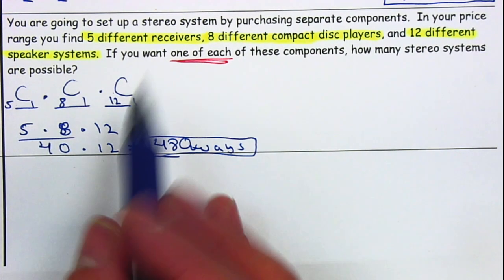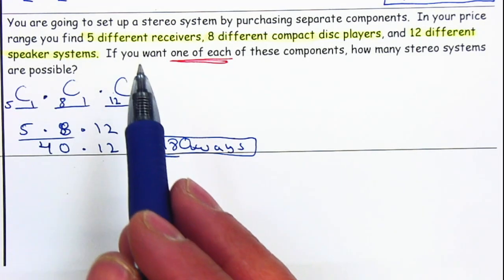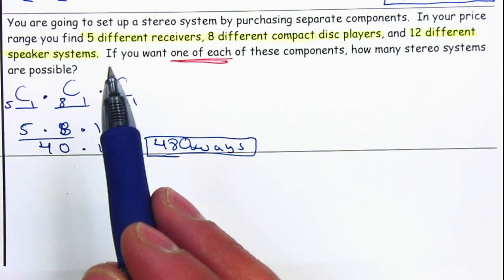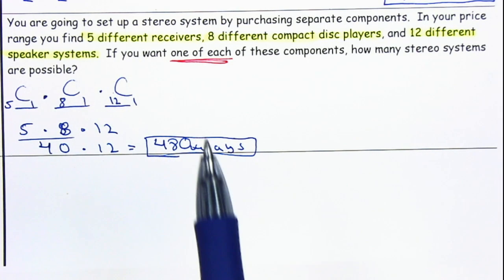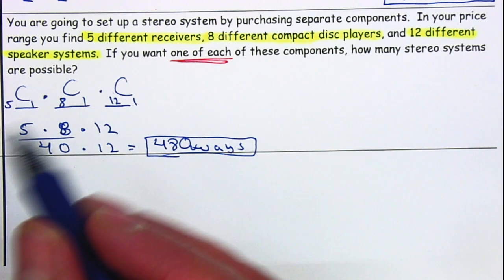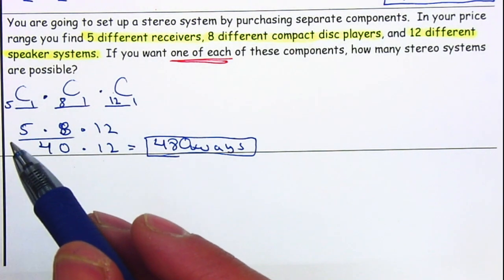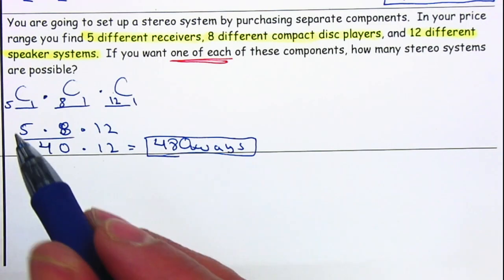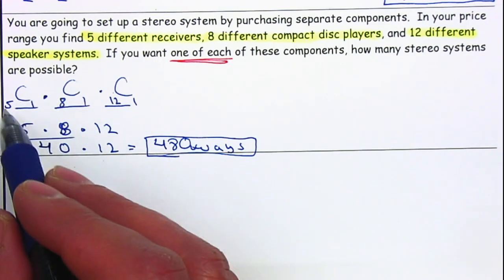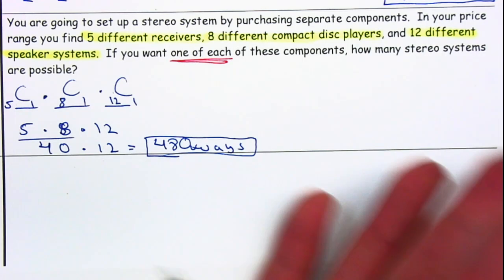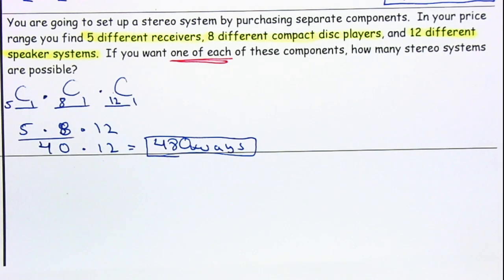Now some of you might use the fundamental principle of counting, which is fine, but it's a little restrictive, because on that principle, you must choose one of each. But if you use this method, it's a little more flexible to any type of problem.